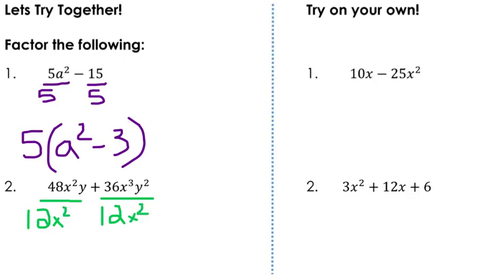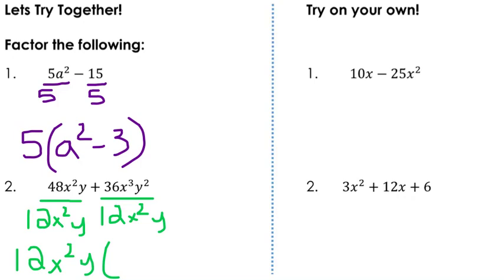And lastly, I look at my y's. I have one y here and 2 y's in the second term. So the most I can possibly take out is just 1. So in this case, my GCF ends up being 12x squared y. Now whatever I'm dividing out, whatever my GCF is, I write in front of my parentheses, 12x squared y. And then I simplify my expression.